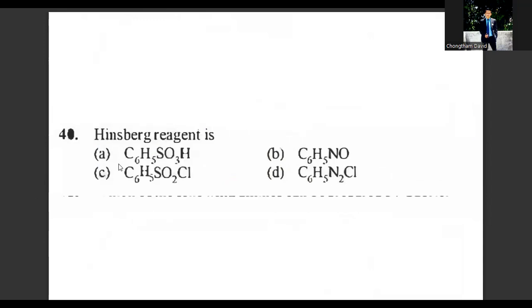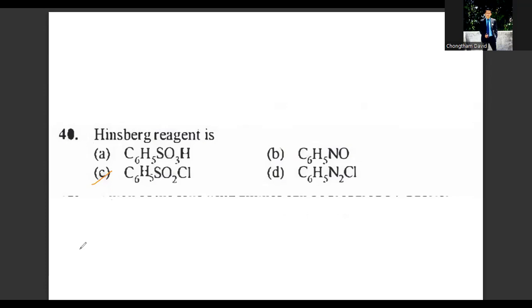Question number 40, Hinsberg reagent. This is also a simple question. I hope you can answer this quickly. Hinsberg reagent. It is option number C. Learn to also name these reagents if possible. Okay, we are left with only 4 questions.